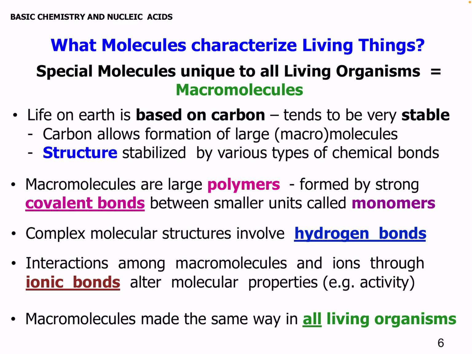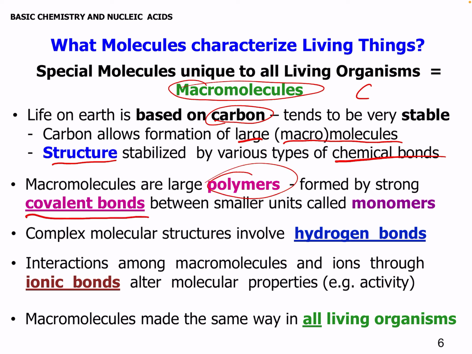We have some special molecules unique to all living organisms, which are the macromolecules. As we talked about, there are carbohydrates, proteins, lipids, and nucleic acids. Life on Earth is based on carbon, so that's our C, and carbon is very stable. Carbon allows for the formation of large macromolecules, and the structure is stabilized by various types of chemical bonds. Macromolecules are large polymers formed by strong covalent bonds between smaller units called monomers.